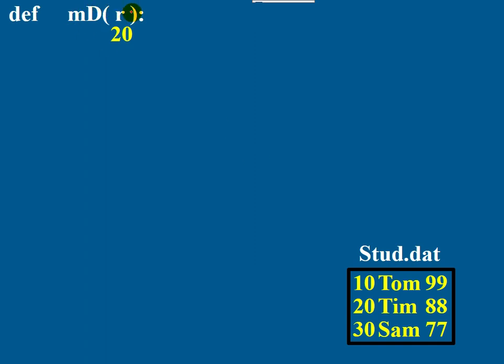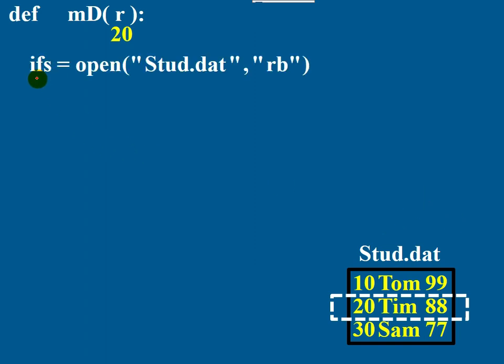We want to modify the total marks of the student whose roll number is 20. So this record must be modified. Record number 2 should be modified. Now for that, step 1, the file must be opened for reading purpose. So using this statement, you can open the file for reading purpose in binary mode, and variable ifs points to this file.